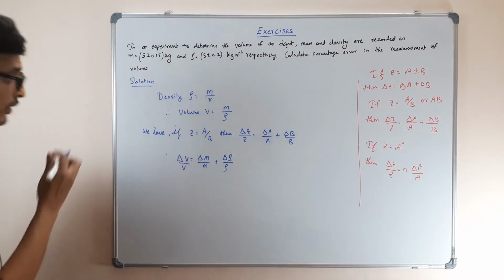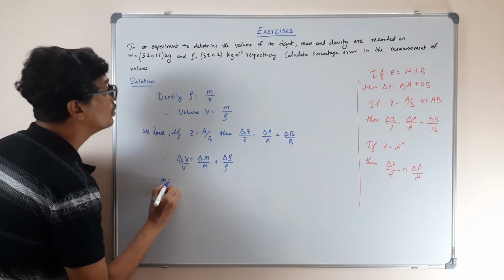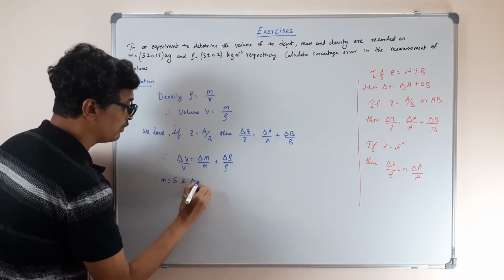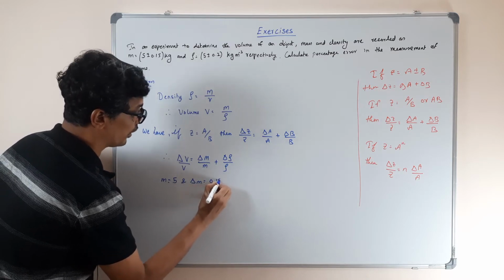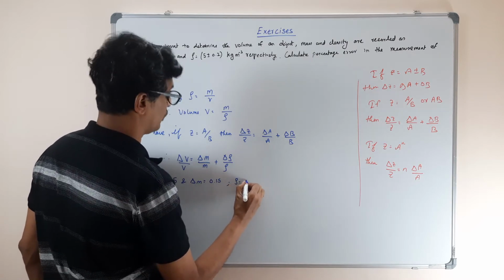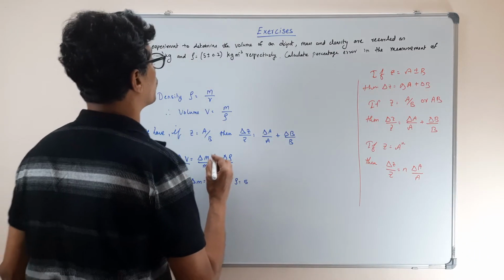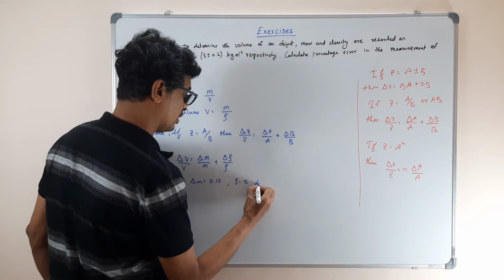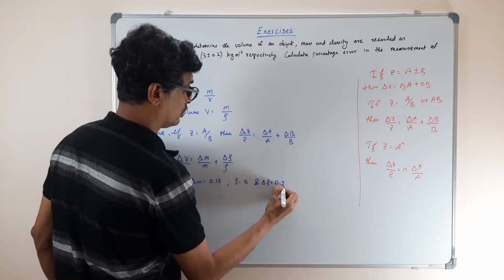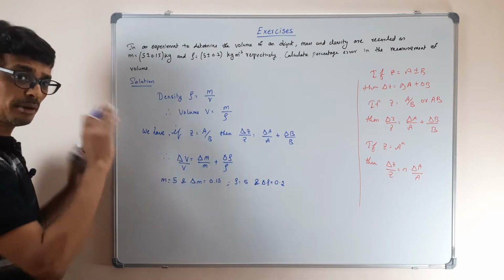So what is our delta M? First we write M equal to 5, and delta M equal to 0.15, and rho equal to 5. Both are given the same. Rho equal to 5 and delta rho equal to, tell me, plus or minus 0.2. Yes, that's okay. Delta, this error, will always be positive only.